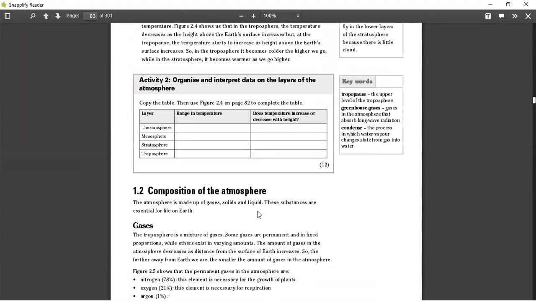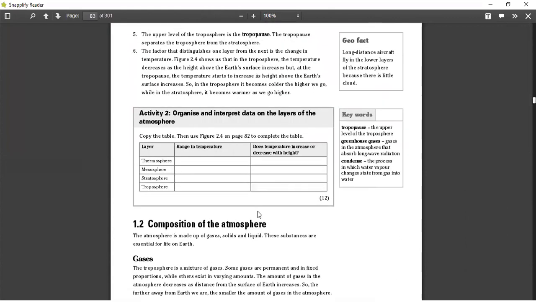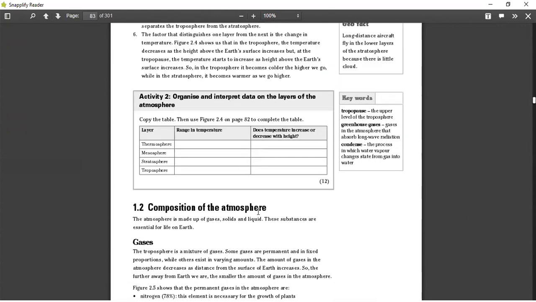All right, as you move on, this is where we are in the textbook. Those are the two activities that you're supposed to do. Activity two, and activity one is further above. I think it's on page 80 or 79.